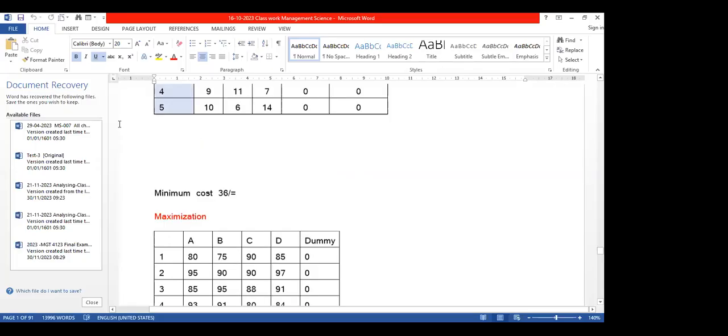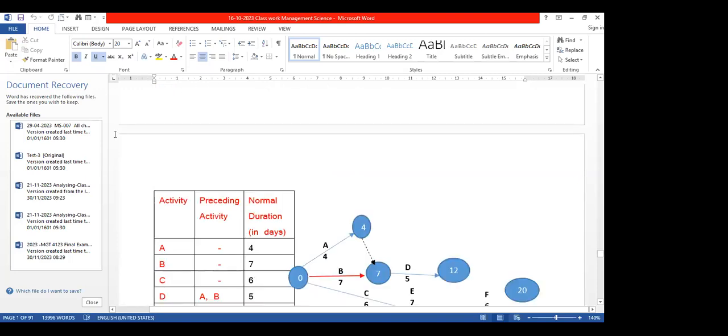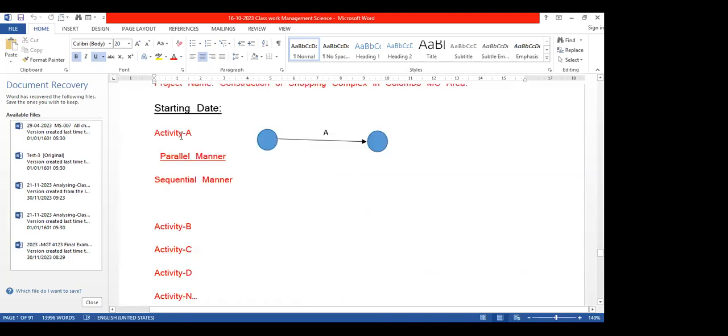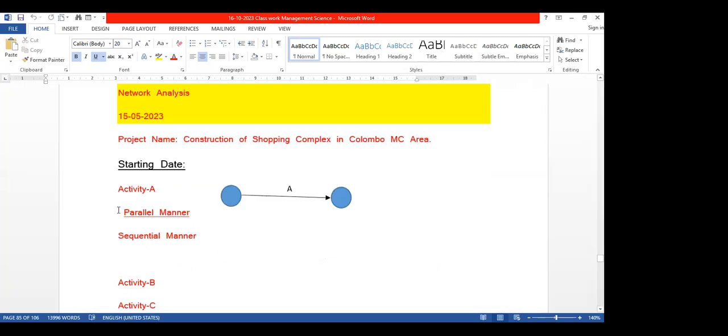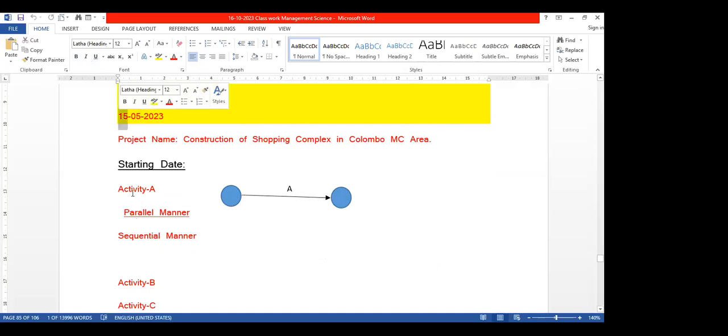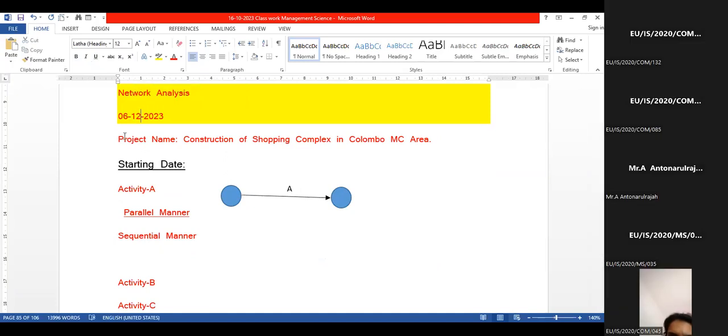The construction of a shopping complex involves activities. Some activities are parallel and some are in sequential manner, right? If you take a project, there is a definite starting date and a definite ending or finishing date. There are a lot of activities to complete the project. So all these things are called activities.